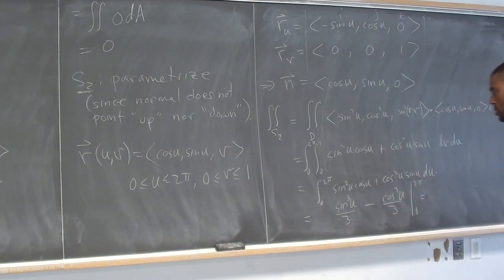And what's that hard? And so if you plug in 2 pi or 0 into sine, you get 0 both times, so forget that. Plug in 2 pi into cosine. Cosine of 2 pi is 1. So this is minus 1/3 minus, but plug in 0 into cosine, you also get 1.